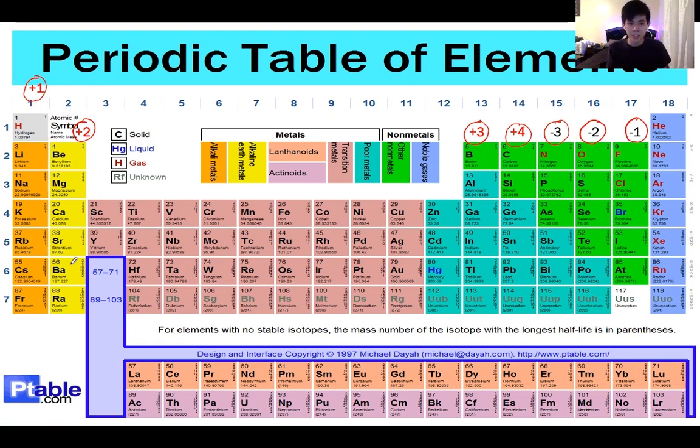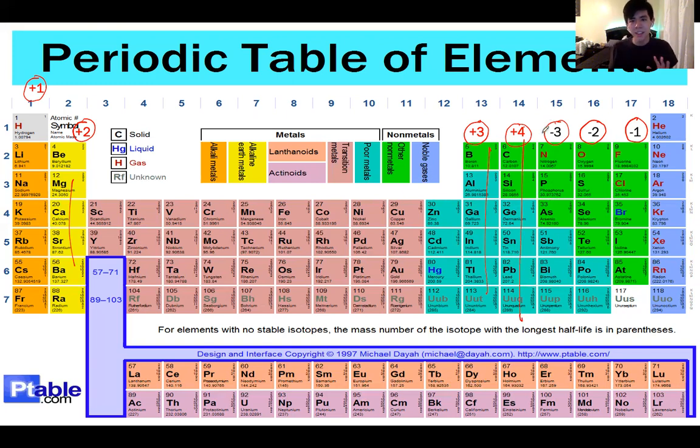These guys are going to have a +2 charge. These guys generally are going to have +3. This row is generally going to be +4, but it depends on the situation. But generally, it's going to be a +4. We're not going to go into any super complicated ionic compounds, like you would in general chemistry, in which carbon could have a -4 charge, or another charge other than just +4.